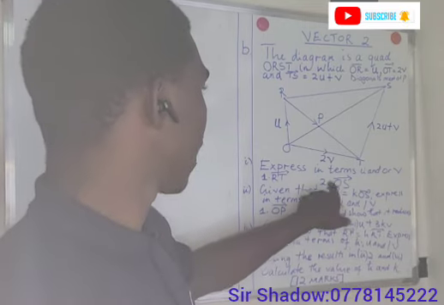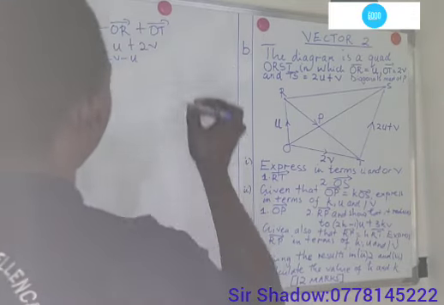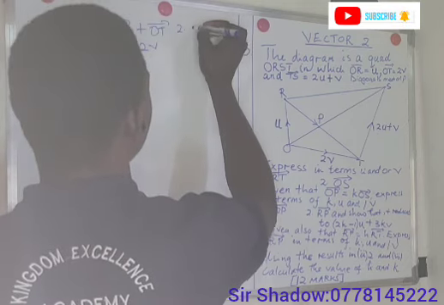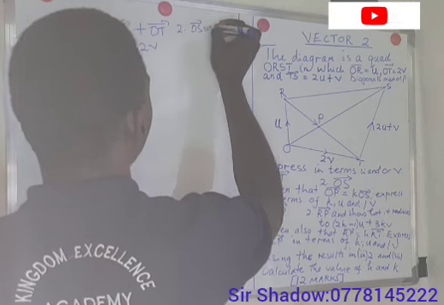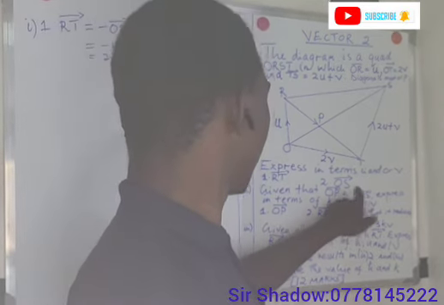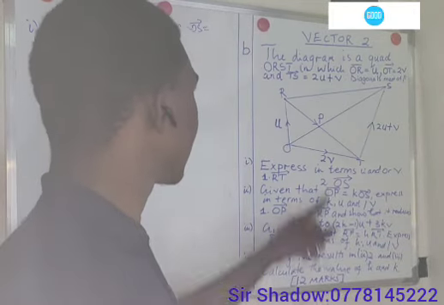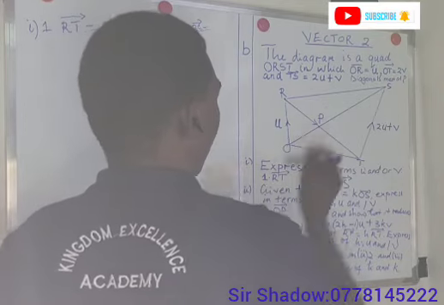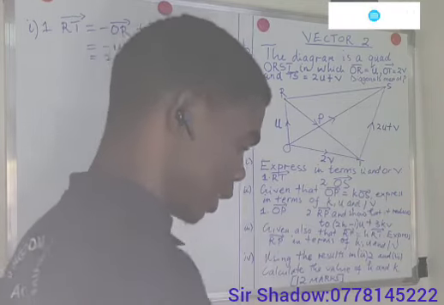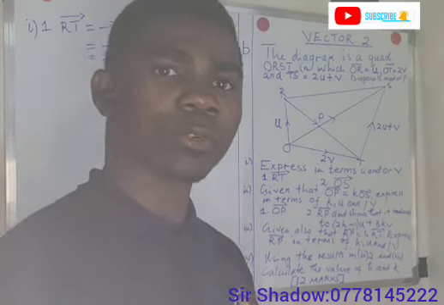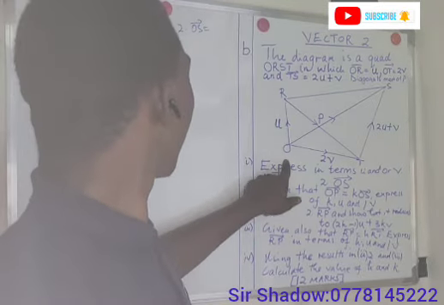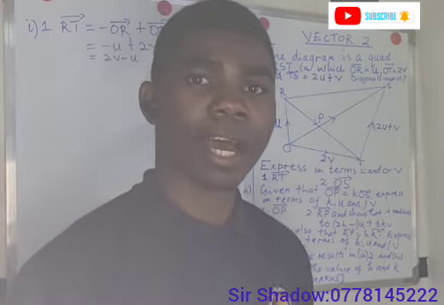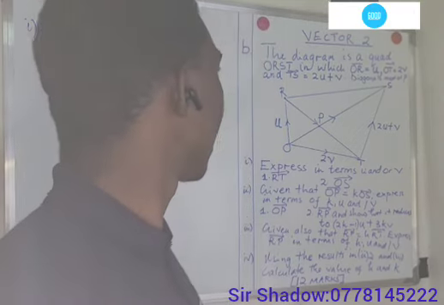So let's move on. Number 2. We want to find OS. Now we have vector RT, but we want to find OS using this direction. For us to find the vector OS, we can say OR plus RS, but we are not given the vector RS, which means we have to look for the next vector which is given.